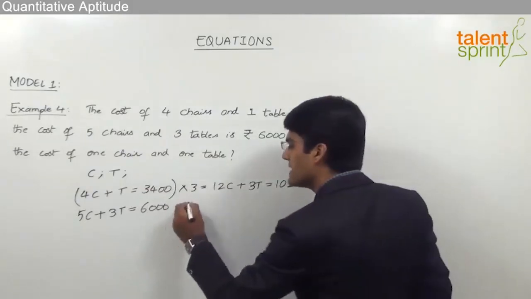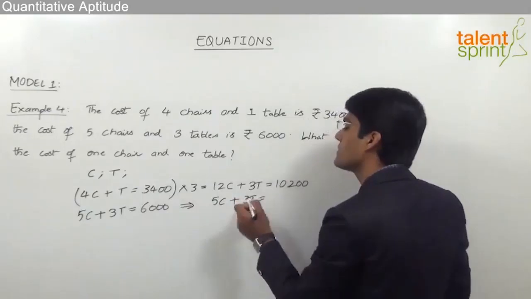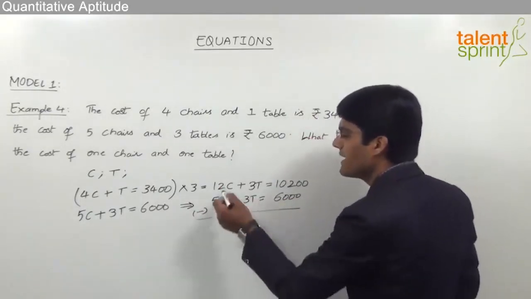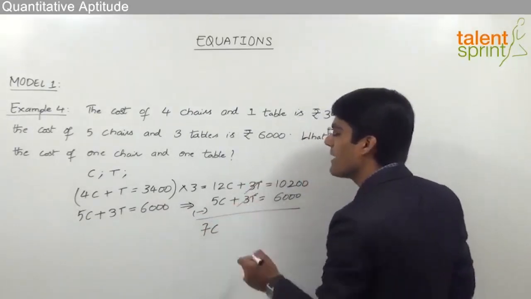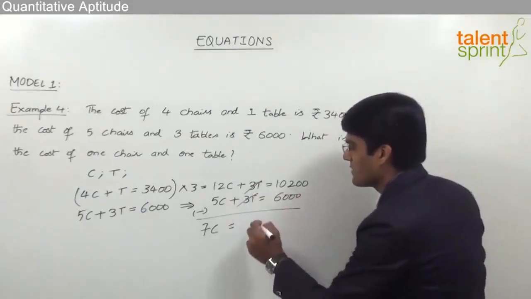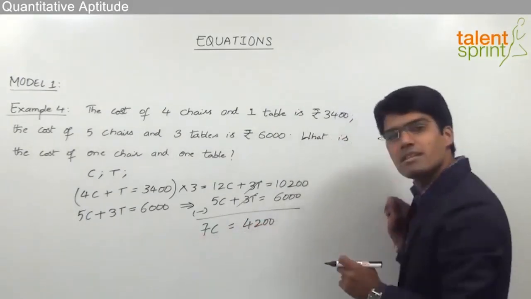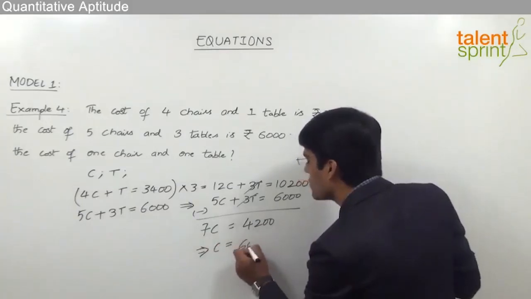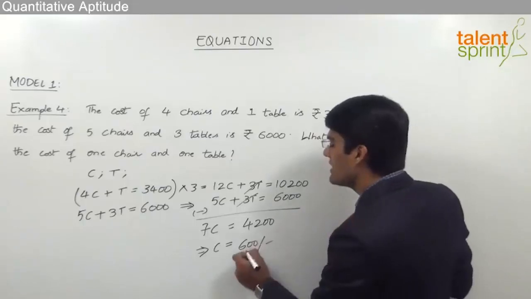And the second equation as it is will be 5C plus 3T equals 6,000. Now by subtracting the second equation from the first one, we get 12C minus 5C, that is 7C. The plus 3T and minus 3T get cancelled. This will be equal to 10,200 minus 6,000, that will be equal to 4,200. So if the cost of 7 chairs is 4,200, we can understand that the cost of 1 chair will be 600 rupees, that is 4,200 divided by 7. So the cost of each chair is 600.